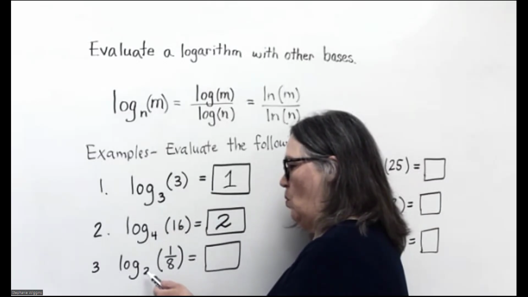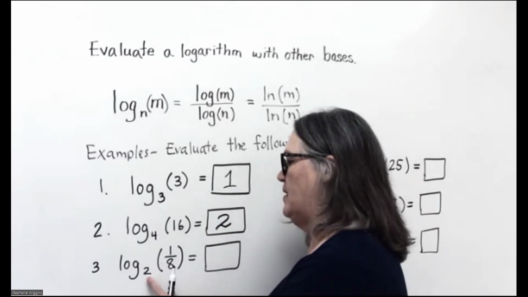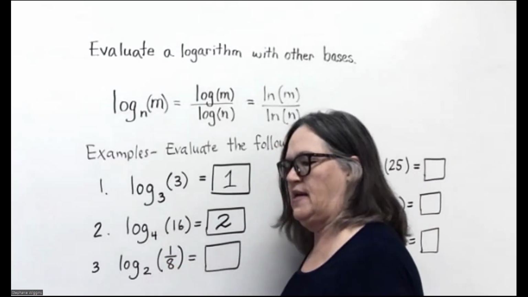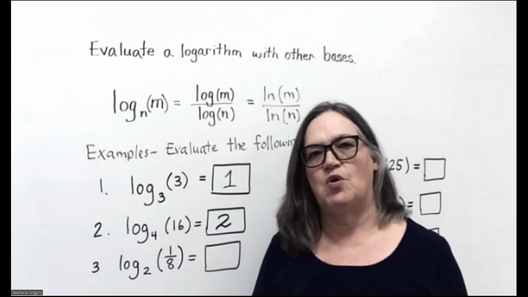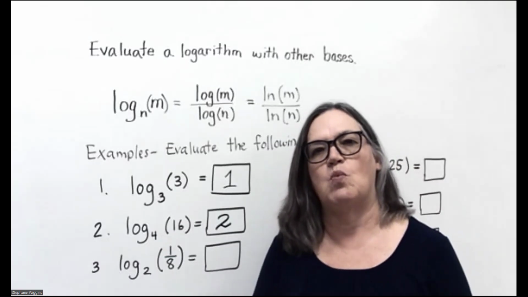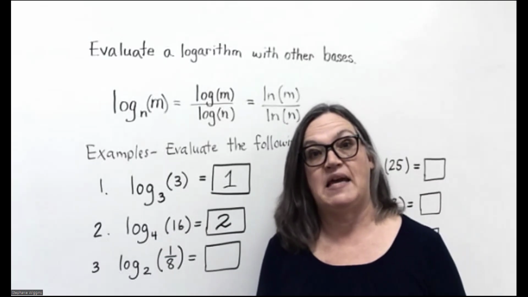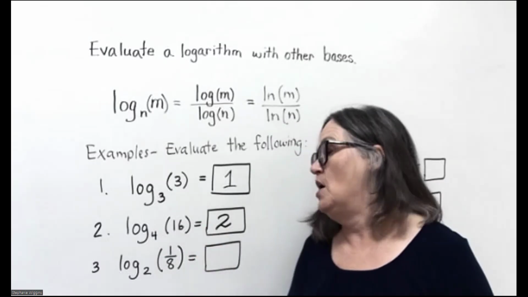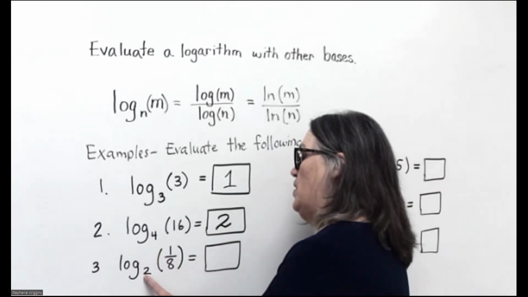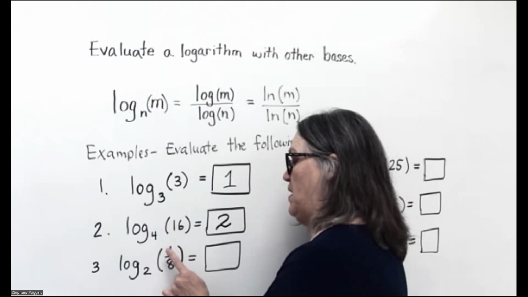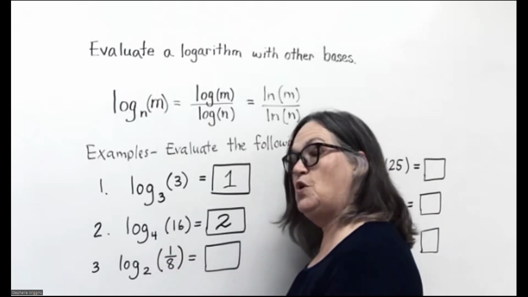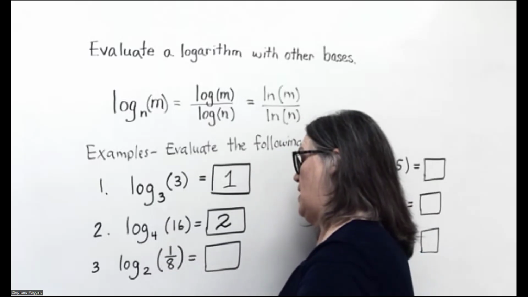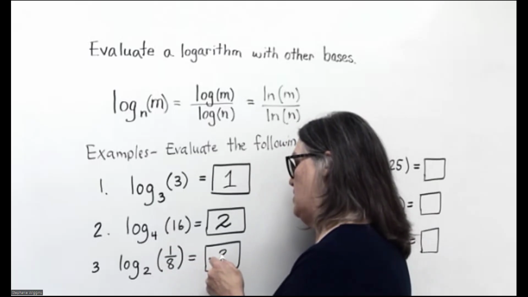Now my base is 2. What exponent? This is a little tricky, right? I know that 2 cubed is 8, but I have 1 over 8. And to get the reciprocal from an exponent, the exponent is going to be negative, right? A negative number in the exponent will give you the reciprocal. So 2 to the negative 3 will give me the reciprocal of 8. 2 cubed, or 2 to the power of 3, is 8. So the negative 3 is going to give me the reciprocal 1 over 8.